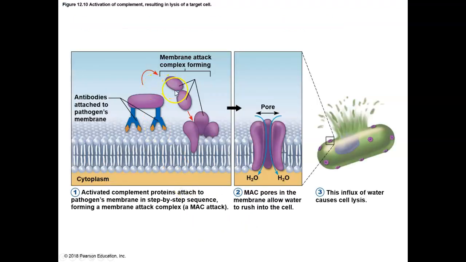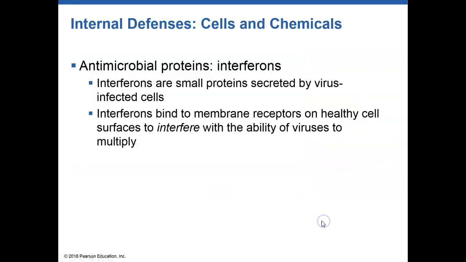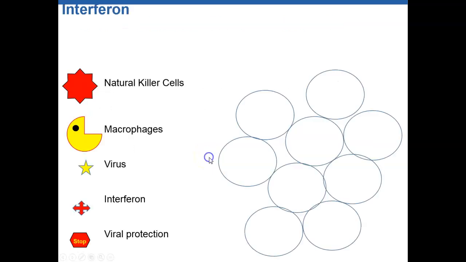And so here you can see that MAC attack. It's known as a membrane attack complex. So you have multiple proteins that form a pore, and then fluid can move in, which causes the cell itself to lyse open. Interferons are proteins secreted by cells that are infected with viruses, and when they get infected, they produce the interferon to save neighboring cells. So they are basically going to die, but they will save their neighbors in the process.